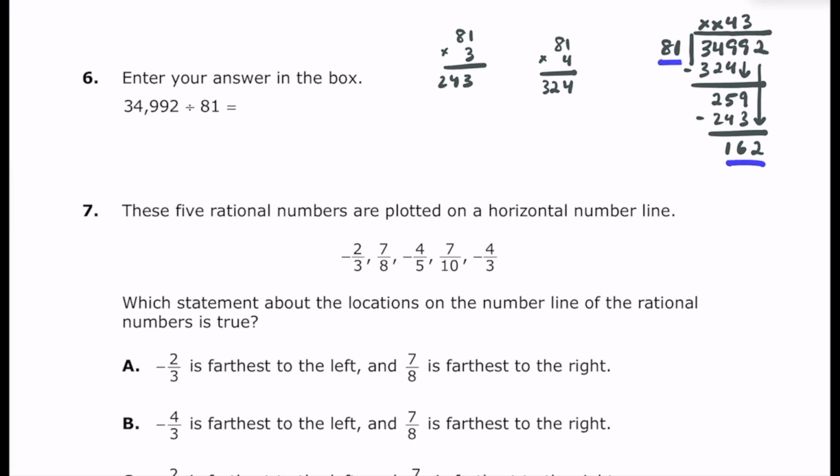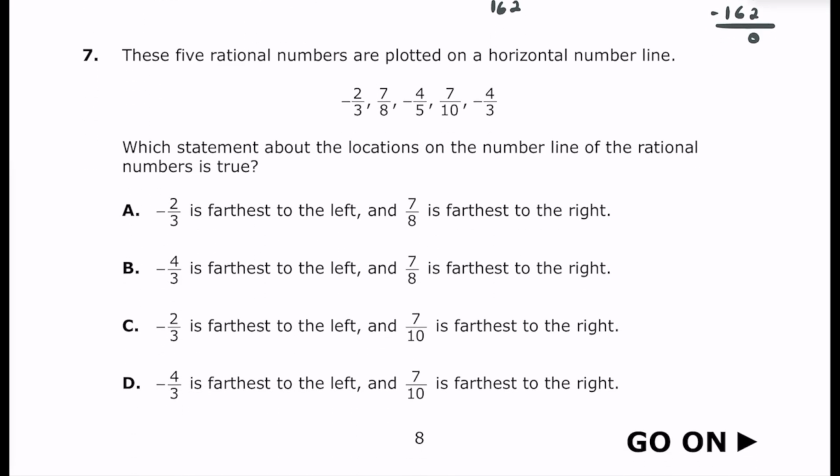81 into 162. Hopefully this one comes to you a little bit quicker, but it's definitely not 3. It's definitely not 4. The only other thing is 2 or 1. 2 times 1 is 2. 8 times 2 is 16, so it's 162. It goes in 2 times. Maybe you saw that, and that's pretty awesome if you did. And so we have a remainder of 0. So this quotient here is going to be 432. That's the exact value of how many times 81 fits into 34,992.